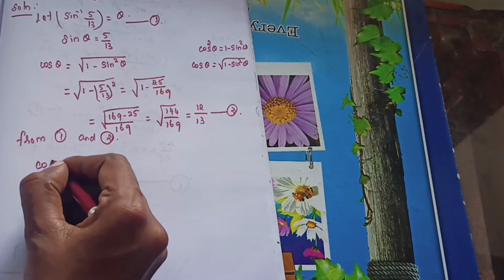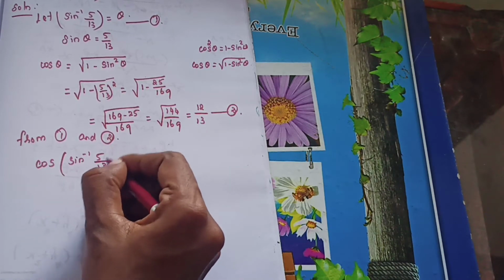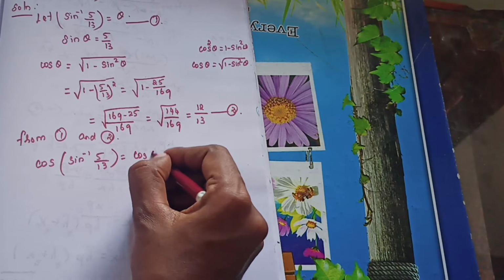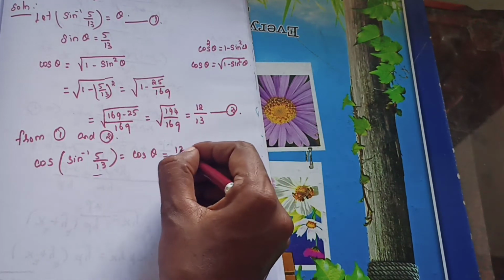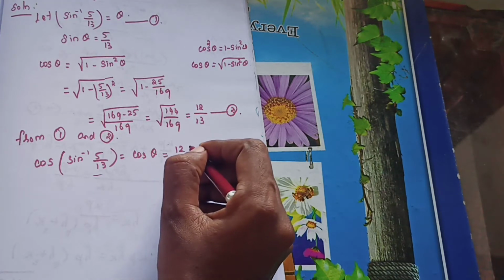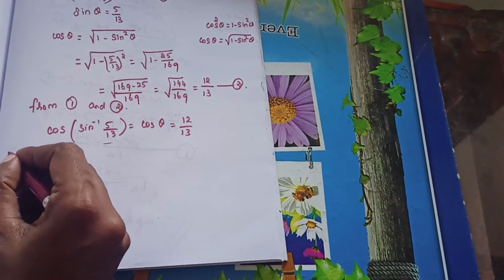Now what's the value? Cos of sine inverse of 5 by 13 equal to cos theta. This one is theta, is it right? So that's equal to, what's the value you have found? 12 by 13. It's the answer. Okay, that's part number 2.